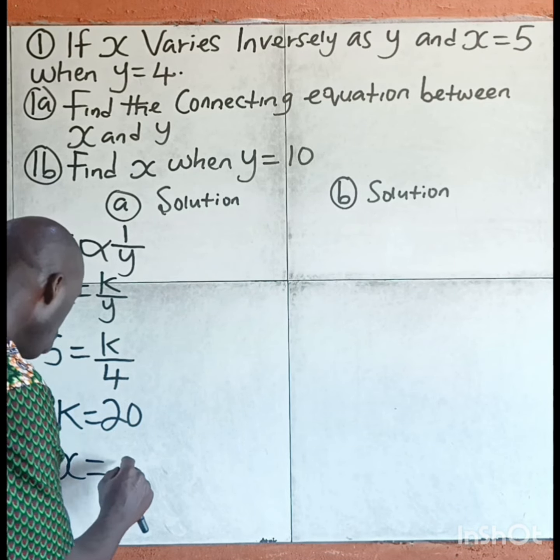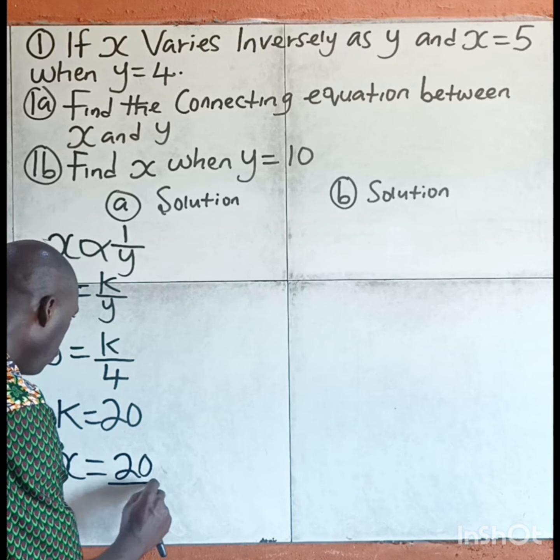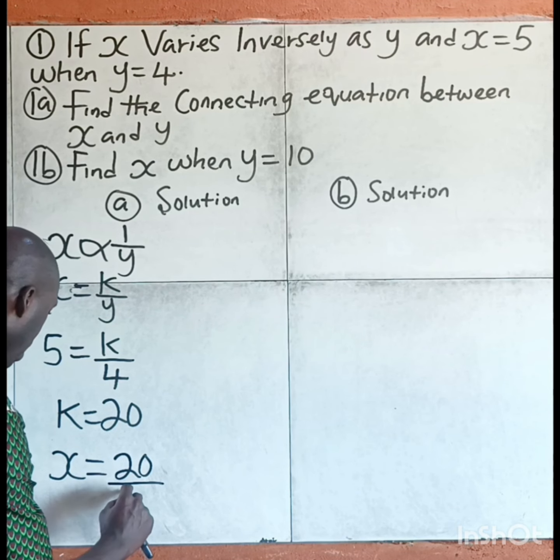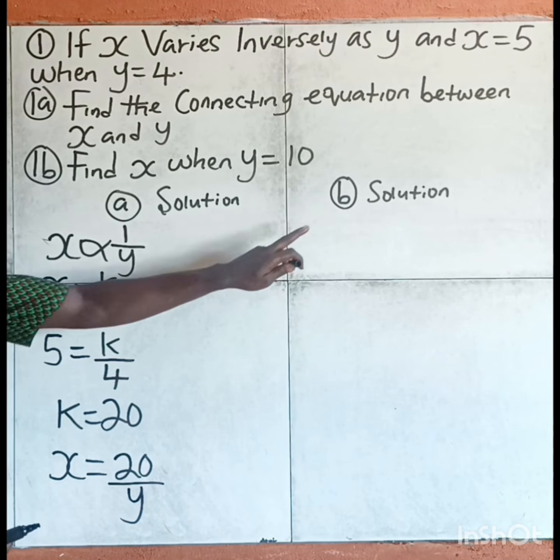My k is 20. So you go there and write your k, which is 20 over this y, and this automatically becomes your connecting equation. So we'll move to problem 1b.